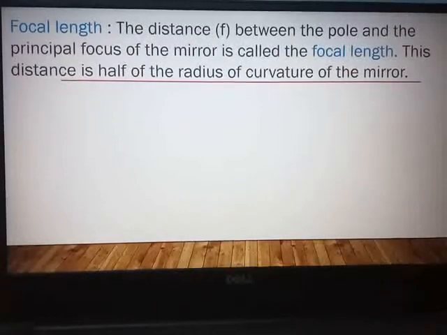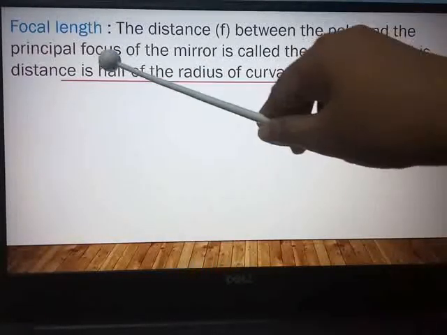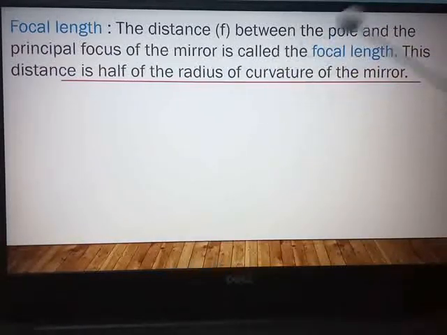Last one, focal length. The distance small f between the pole and the principal focus of the mirror is called the focal length. Only up till focal length. I hope all of you have marked in the textbook on page number 119. Keep the same page open because the next two definitions are also on the same page.